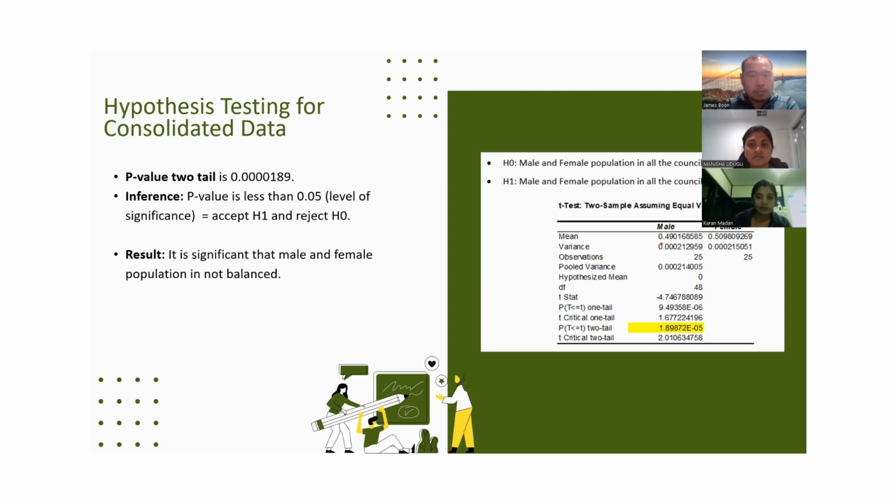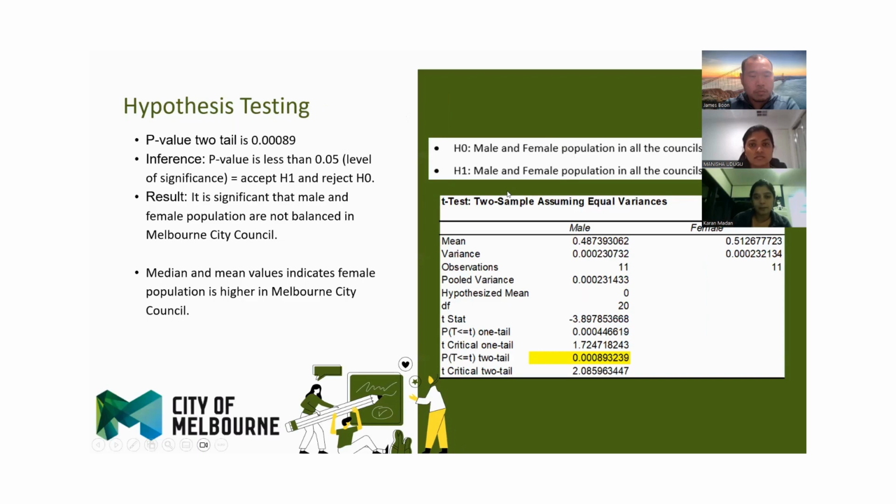So first, we looked at Melbourne City Council. Similarly, we conducted the F-test for checking the variances and then the t-test, because the variance was equal, so we conducted a t-test assuming equal variance. And we found a similar result, that male and female population are not balanced. Mean and median values indicate female population is higher in Melbourne City Council than male.